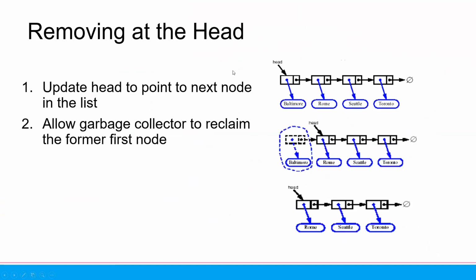What if we want to remove at the head? What if we want to delete? So in this case, update head to point to the next node in the list. Let's say I want to delete the Baltimore. Then I know that Baltimore is now the head. First, I will move this head to the next node, and then after I remove this node, it will allow the garbage collector to reclaim the former first node.